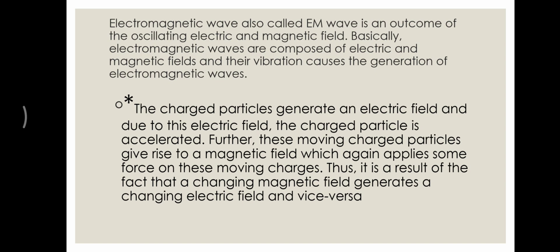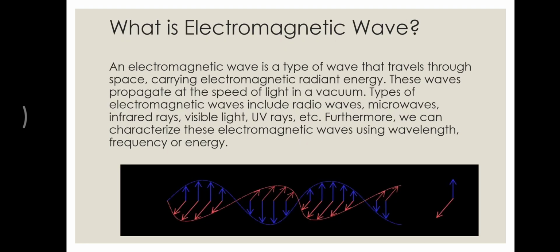An electromagnetic wave, also called an EM wave, is an outcome of oscillating electric and magnetic fields. Basically, electromagnetic waves are composed of electric and magnetic fields, and their vibration causes the generation of the wave. A charged particle generates an electric field, and due to the electric field the charged particle is accelerated. This moving charged particle gives rise to a magnetic field, which again applies some force on the moving charges. Thus, a changing magnetic field generates a changing electric field and vice versa. What is an electromagnetic wave?